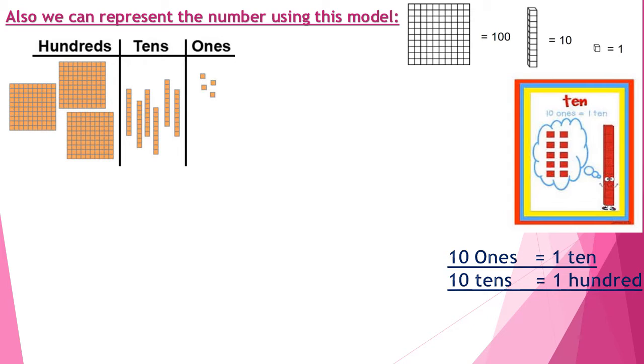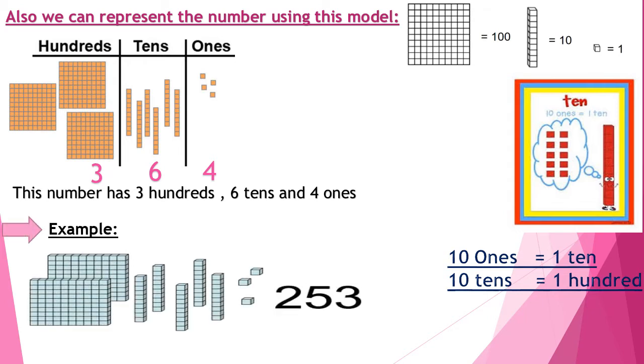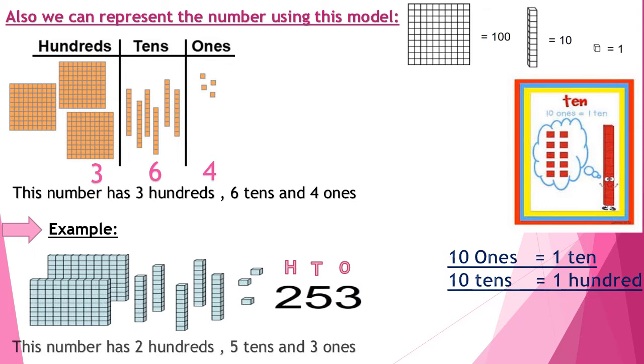Let's count this model. We have here 4 in ones and 6 in tens and 3 in hundreds. Then this number has 3 hundreds, 6 tens and 4 ones. For example, 253. Let's put the house above each digit: ones, tens, hundreds. Then this number has 2 hundreds, 5 tens and 3 ones.